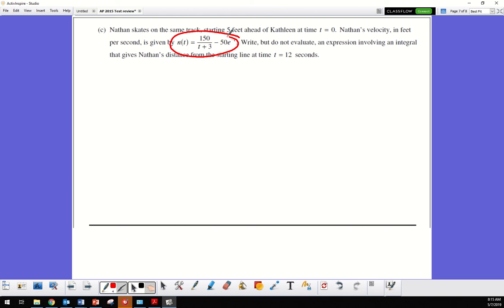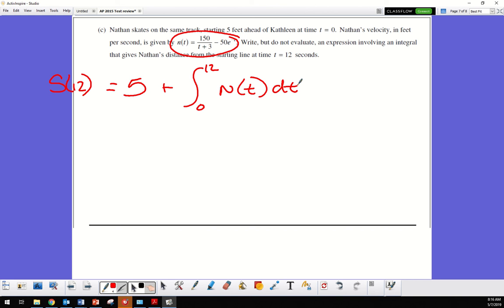It's going to do this if he travels starting at 5. Okay, so starting at what? 5 feet. Very good. Why am I starting at 5? Because he started 5 feet ahead. So this is basically the distance, like an S of 12, would equal 5 plus the integral from 0 to 12. You could write the whole thing, or you can just write n of t, because that's what I put, n of t dt.